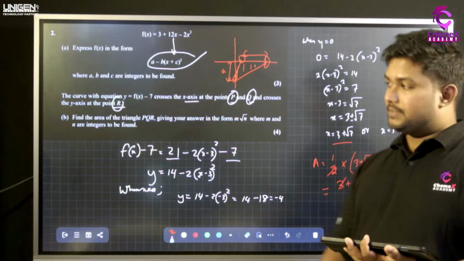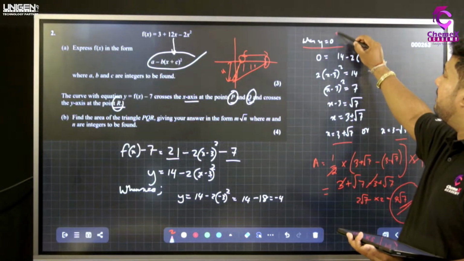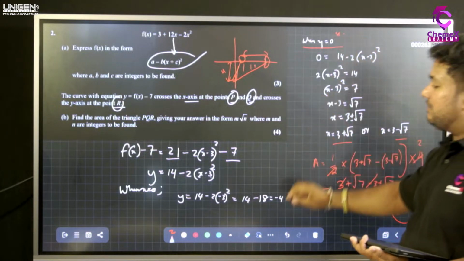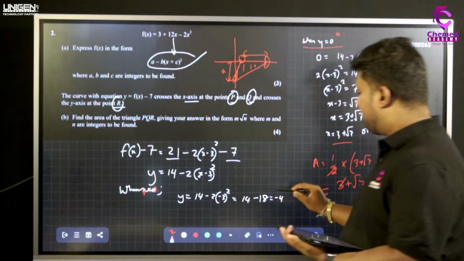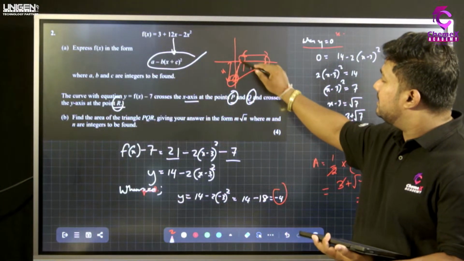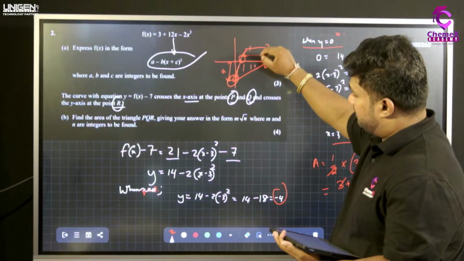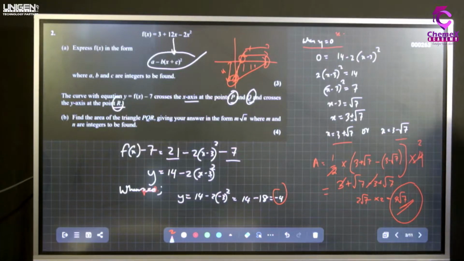No, sir. Do you understand how I found where it cuts the x-axis? Y equals 0 is where it cuts what? X-axis. Actually, yeah, X equals 0 means where it cuts the y-axis. So from that I found those coordinates, this and this. Then if you know the width of this, the height is known, half into base into height. So the final answer is 4 root 7.